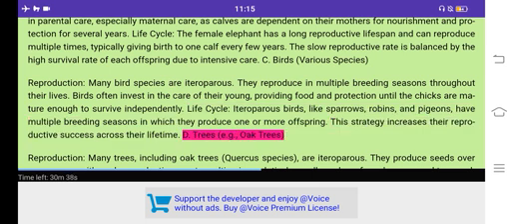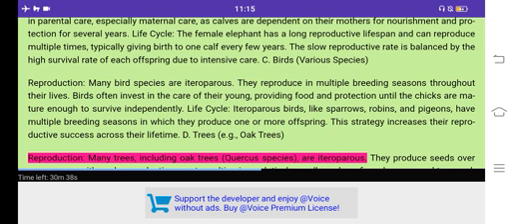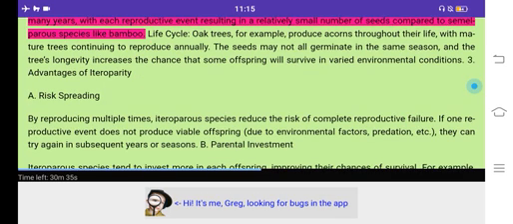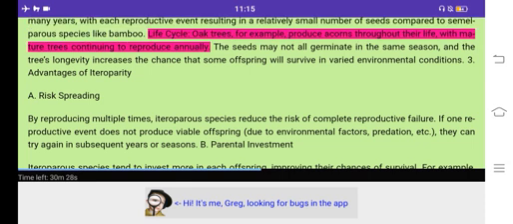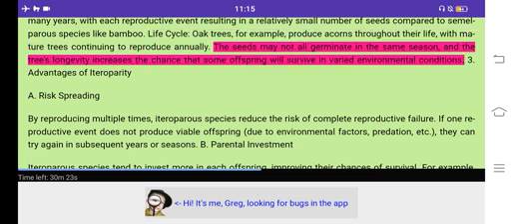D. Trees, e.g., oak trees. Reproduction. Many trees, including oak trees, Quercus species, are iteroparous. They produce seeds over many years, with each reproductive event resulting in a relatively small number of seeds compared to some semelparous species like bamboo. Life cycle. Oak trees, for example, produce acorns throughout their life, with mature trees continuing to reproduce annually. The seeds may not all germinate in the same season, and the tree's longevity increases the chance that some offspring will survive in varied environmental conditions.